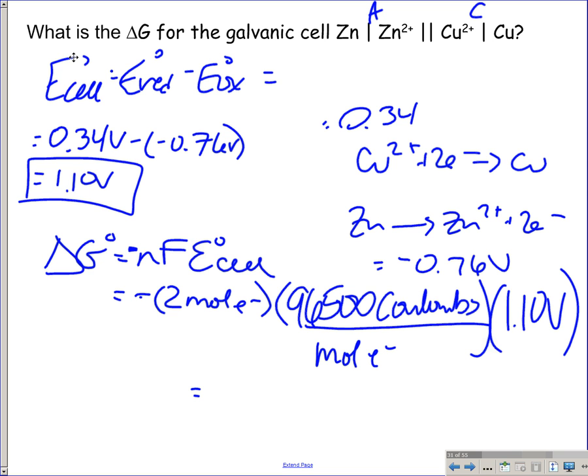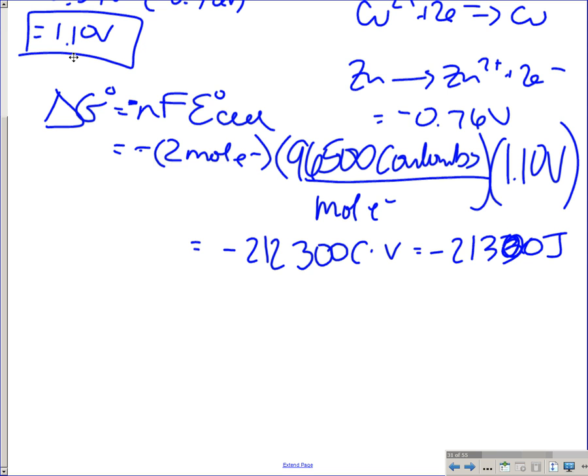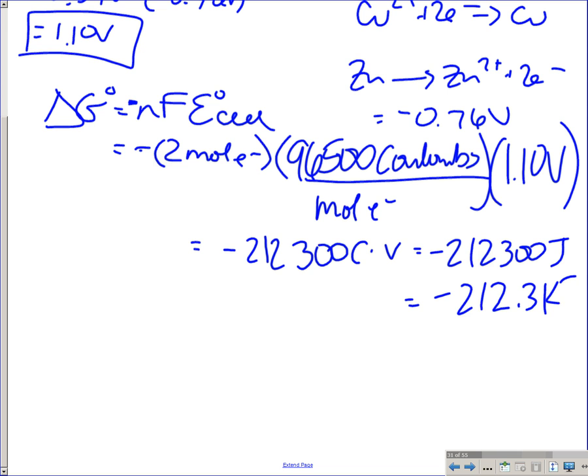Alright. I converted to kilojoules, negative 212.3. Thank you. So before you convert to kilojoules, it's negative 212,300 coulomb volts. And then what do you do? Yeah, so 1 coulomb volt is equal to 1 joule. So negative 21300 joules. Did I do that right? No. I missed a number. Okay, there we go. Negative 212,300 joules, which is negative 212.3 kilojoules for the delta G.